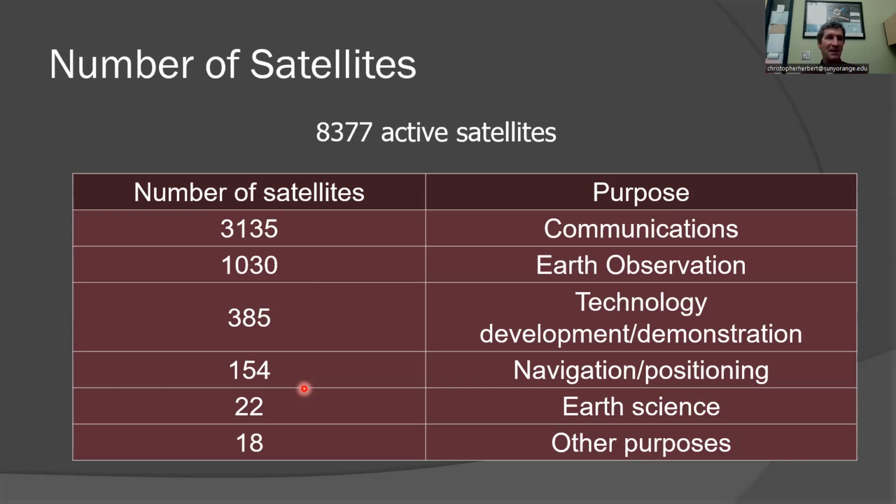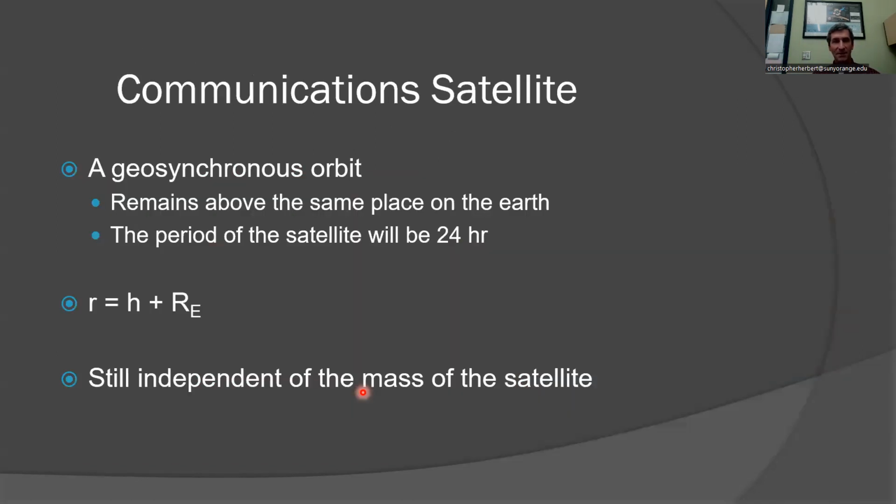I noticed they don't have any intelligence satellites listed in this. I retrieved this from the Union of Concerned Scientists. So I'm not quite sure whether spy satellites would be considered Earth observation satellites or technology satellites. There's certainly more than 18 spy satellites up there for the purpose of intelligence. In any case, communication satellites, of course, can occupy a number of different orbits.